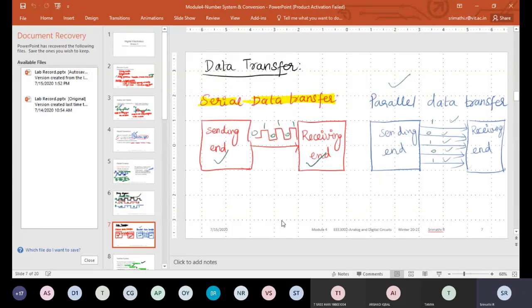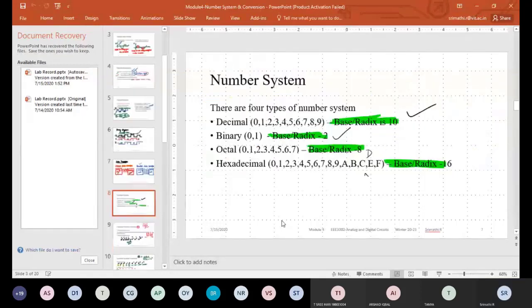And coming to data transfer, these digital data can be transferred either serially or in parallel. In serial transfer, only one bit of data can be transmitted at a time, whereas in parallel transfer, you can transfer multiple bits of data at a time.